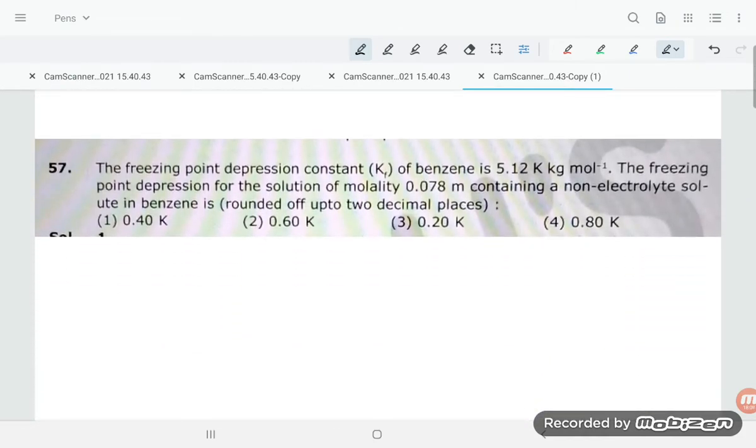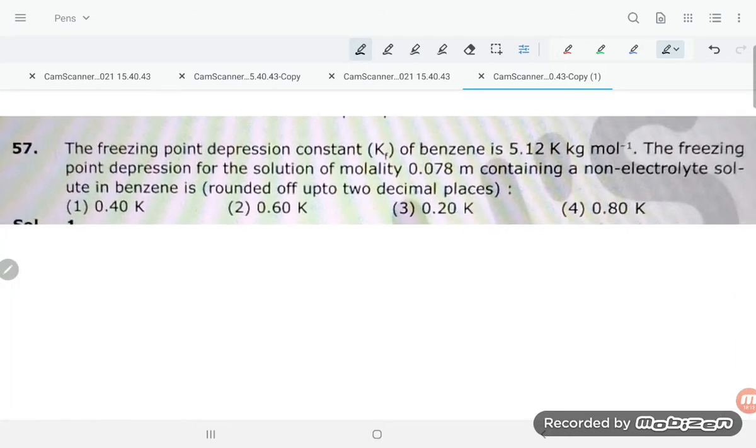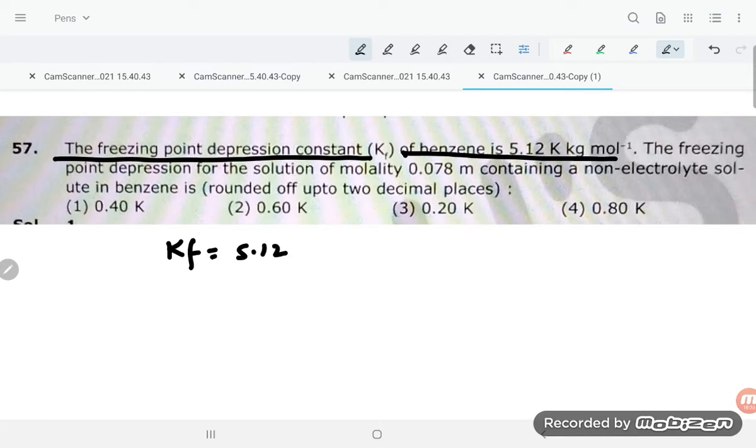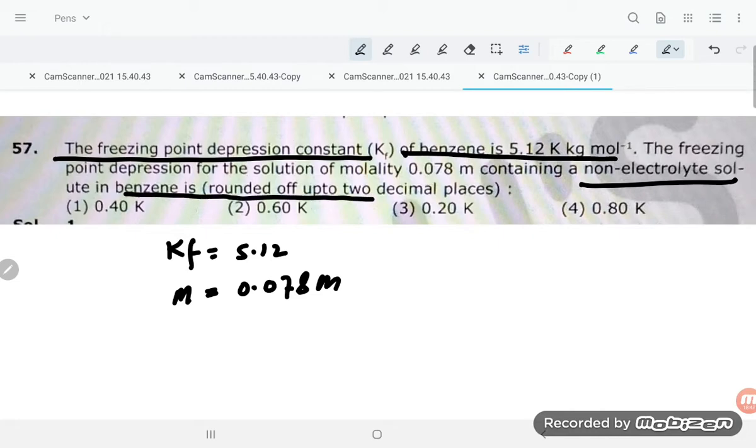Question number 57. The question is what, student? The freezing point depression constant Kf of benzene is 5.12. Let us write down the Kf value, 5.12. The freezing point depression for the solution of molality 0.078 m, containing a non-electrolyte solute in benzene, rounding off up to 2 decimals.